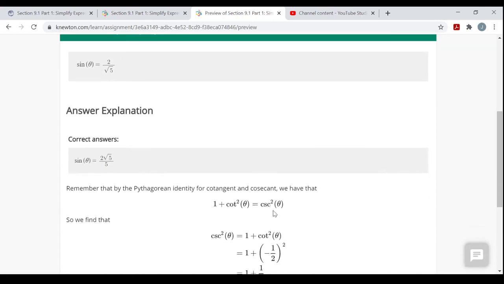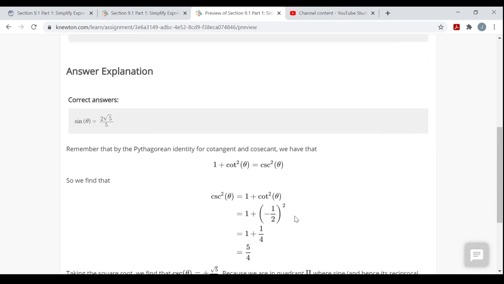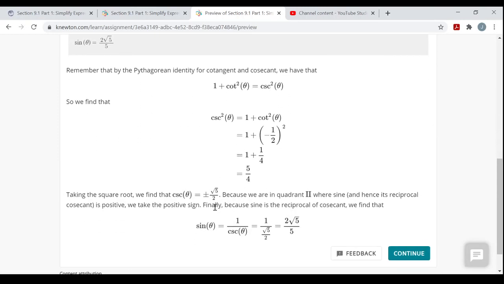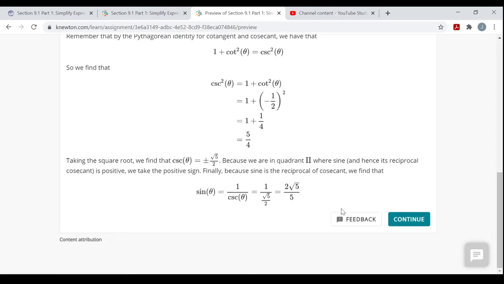And they see how they use that identity, 1 plus cotangent squared equals cosecant squared, and going through the exact same procedure. And again, the cosecant ends up being plus or minus square root of 5/4, but you got to use the plus because theta is in quadrant 2, and cosecant would be positive, right? You got to pay attention to the quadrant.